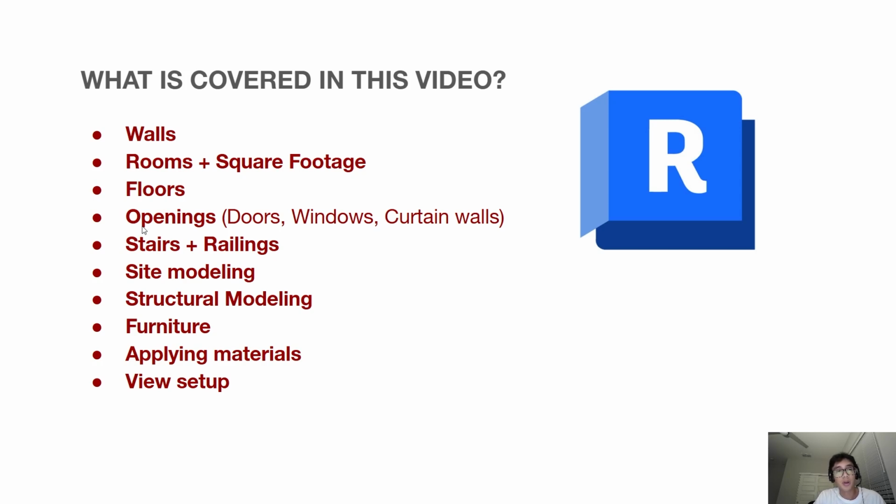We'll place in openings like doors, windows, curtain walls. We'll learn how to place in stairs and also railings. We'll learn the best practices for modeling your site in Revit.